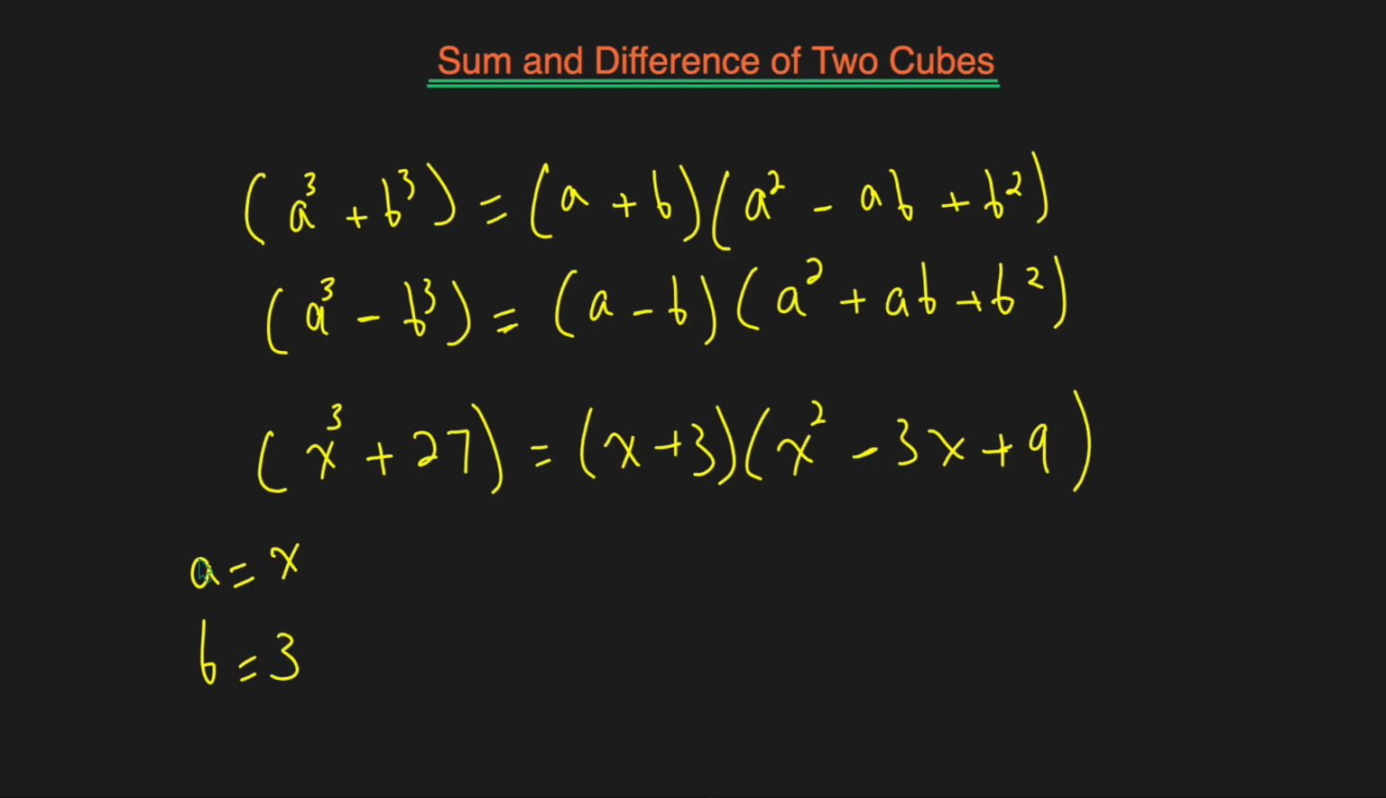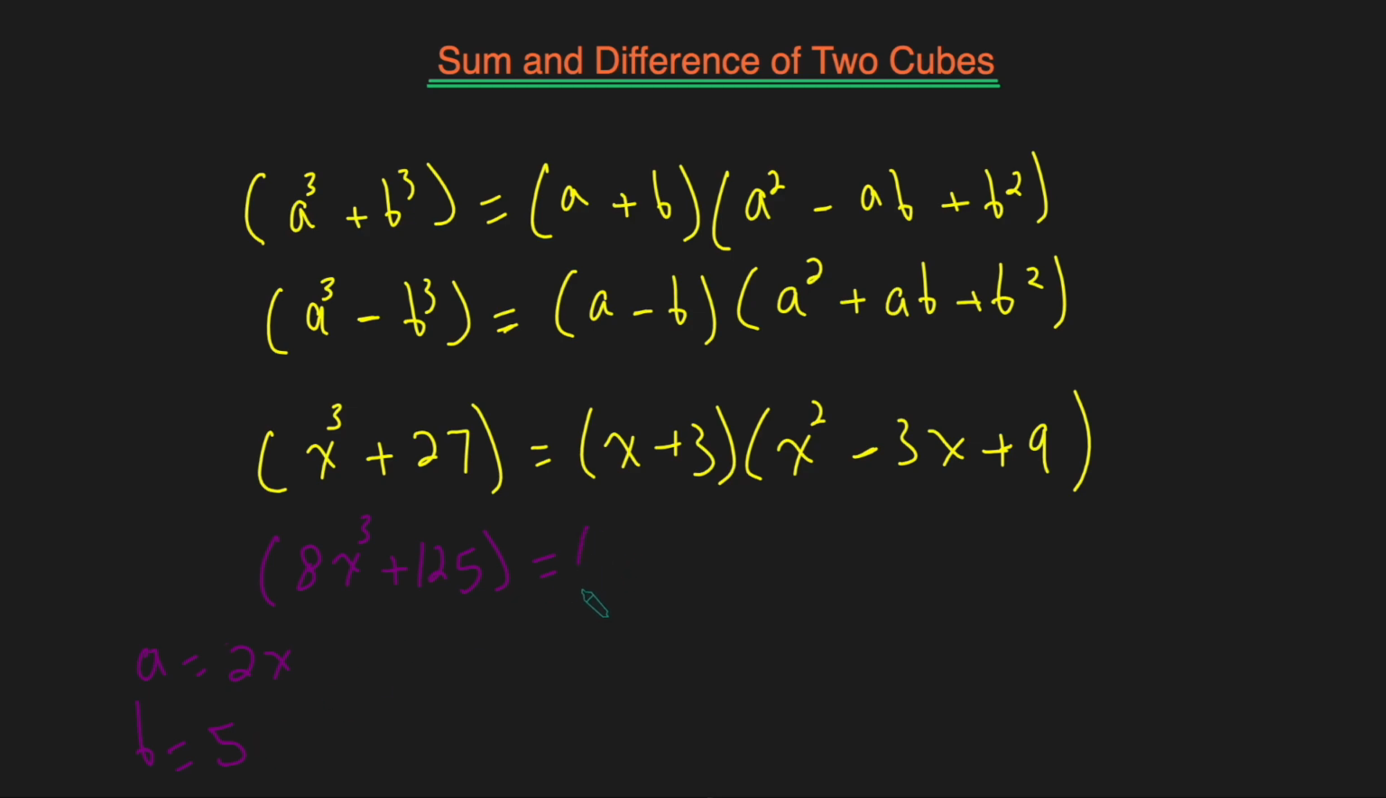Let's take another example. We'll take something maybe like 8x cubed plus 125. So my a now would be what? 2x. Because if you cube this, 2 cubed is 8 and x is x cubed. So that is my a. My b will be 5, because 5 times 5 is 25, times 5 is 125. So the cube of 5 is 125.